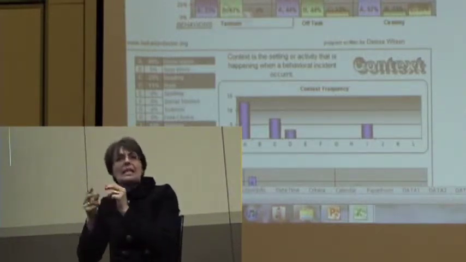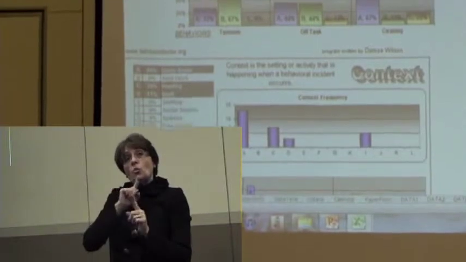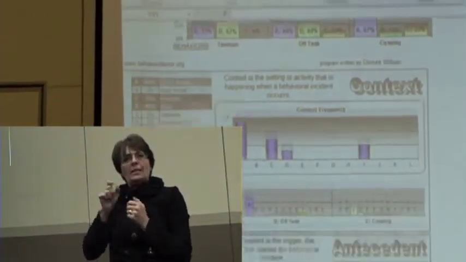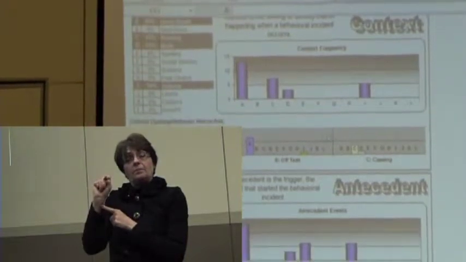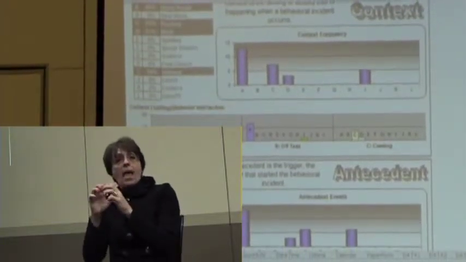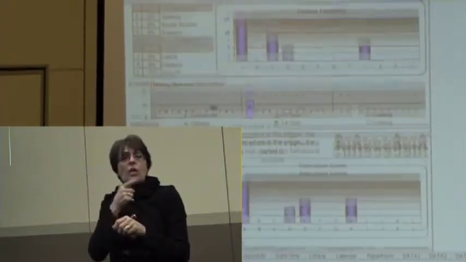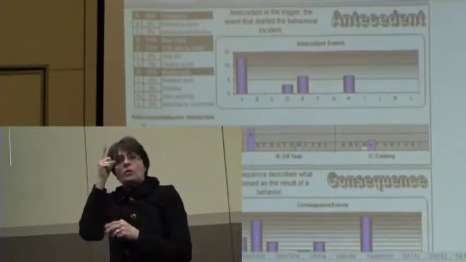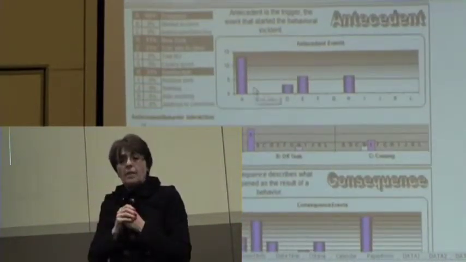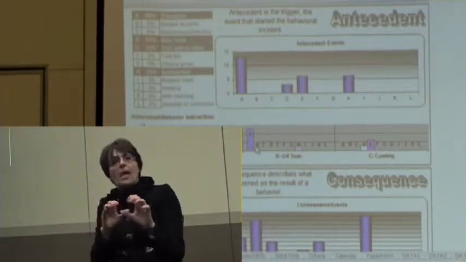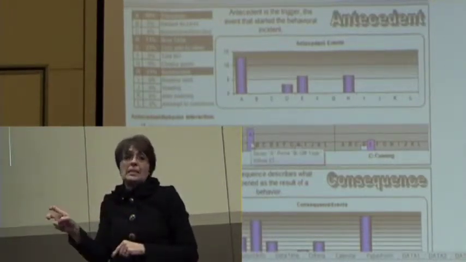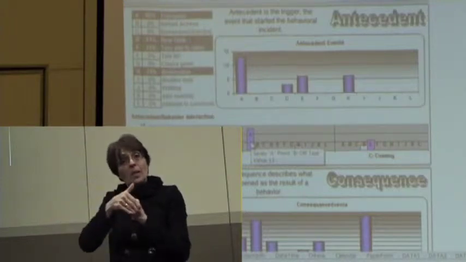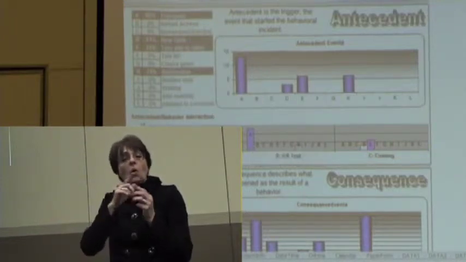This is the student reaction to consequences with each behavior. Here's the context, and then the context paired with each behavior. It doesn't take very long to be able to read these and understand what they're telling you. Here's the antecedent paired with the behavior. So you can see behavior B almost always happens during transitions. So that's really helpful when you're sitting and working up a behavior intervention plan.